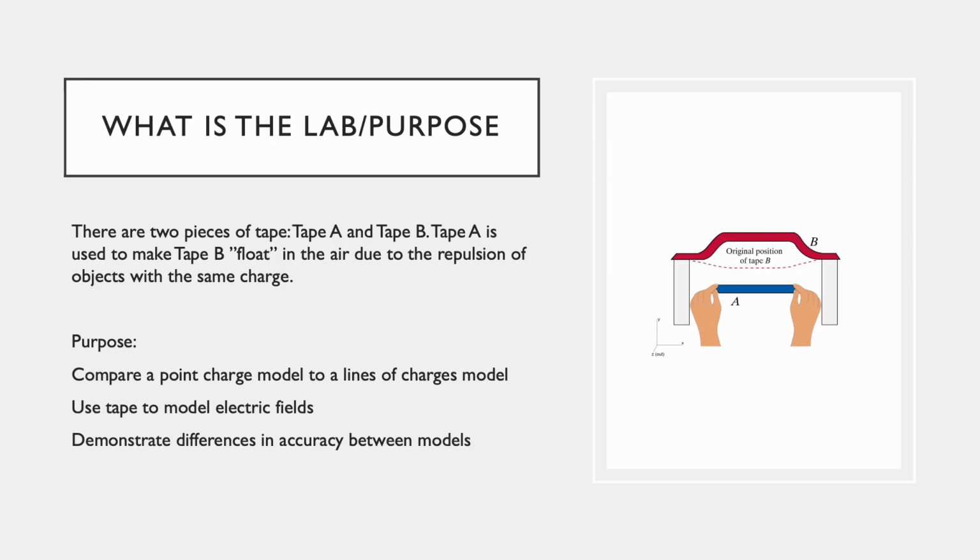So what is the lab? The lab consists of two pieces of tape, tape A and tape B. Tape A is used to make tape B float in the air due to the repulsion of objects of the same charge. The purpose is to compare the point charge model to the line charge model, using the tape to model electric fields and to demonstrate the difference in accuracy between the models.